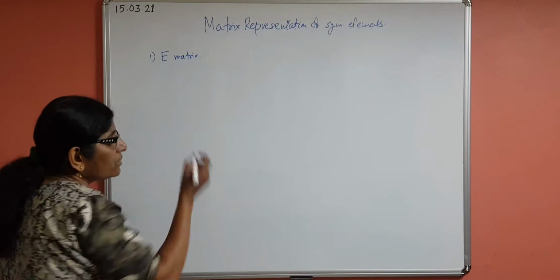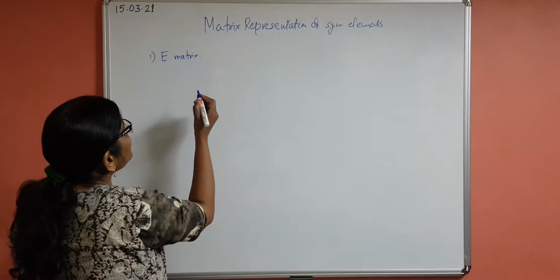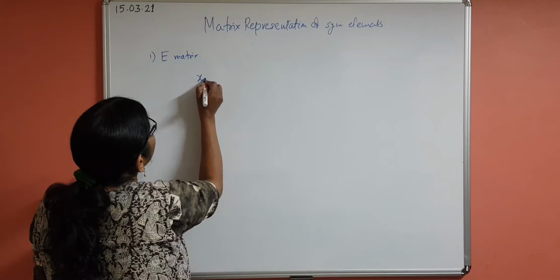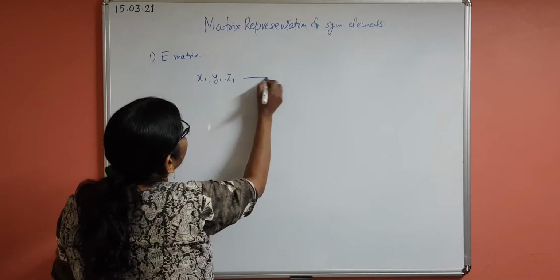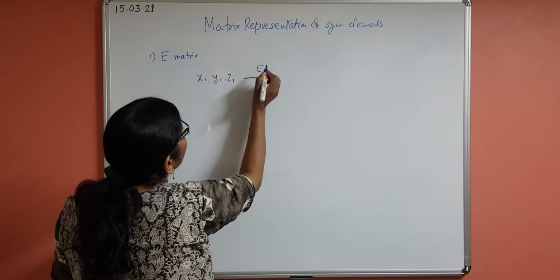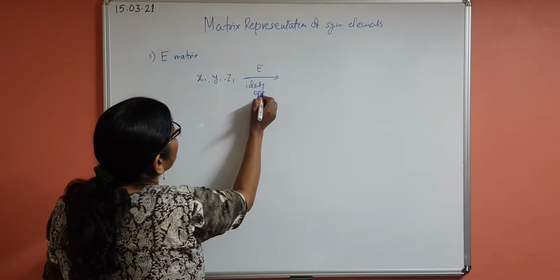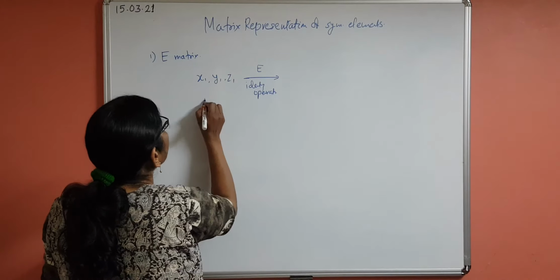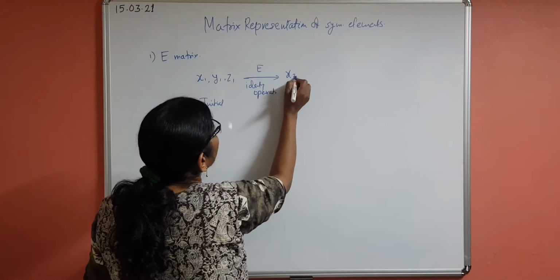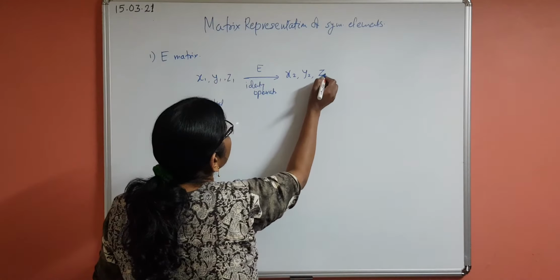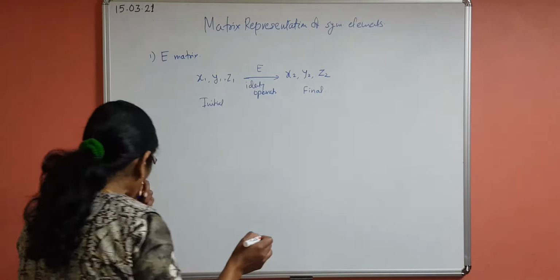We are going to follow one simple method, that is how we perform an operation. We'll choose a coordinate system x1, y1 and z1, and here when we perform any operation, for example the identity operation, this is what we call the initial representation. Finally we'll end up with x2, y2 and z2, and we call it the final. This is the way we do it.